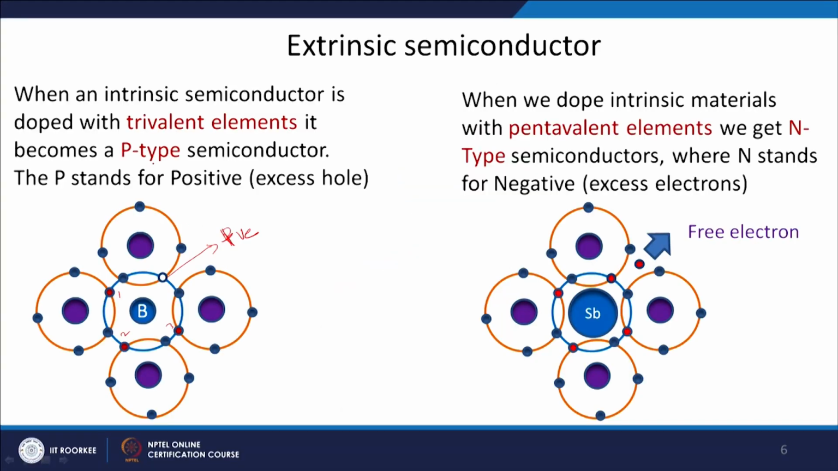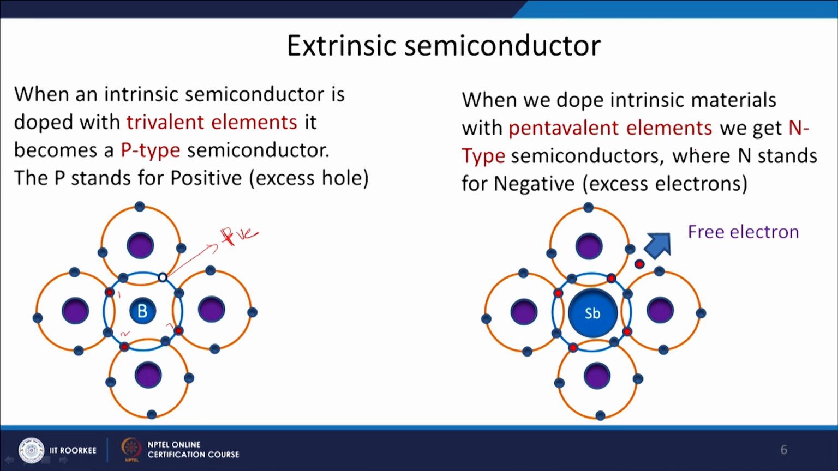Now, because it is not sharing any electron, this hole is not bound by the bonding between the boron and silicon, okay. So, it is free to move, and as soon as you apply any electric field, this hole will move, okay. And since a hole is considered positively charged, that is why this type of semiconductor is p type. So, if you add a trivalent element to a semiconductor or silicon material, you will get a p type semiconductor.